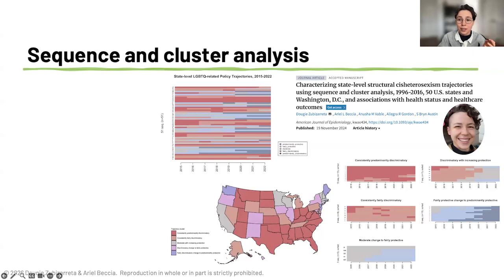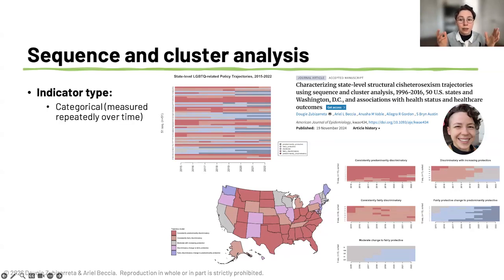And then the third one, this is the one that in reality I'm most familiar with because I've implemented it several times, is sequence and cluster analysis. These tools are different in that we want to use them when we're interested in creating longitudinal measures of structural discrimination. And so what we need in terms of indicators are actually categorical measures.